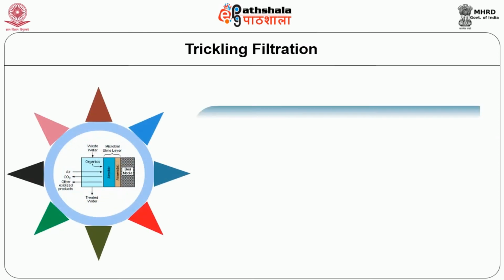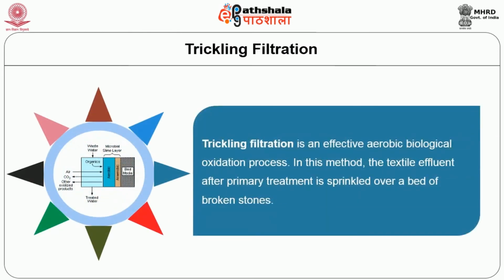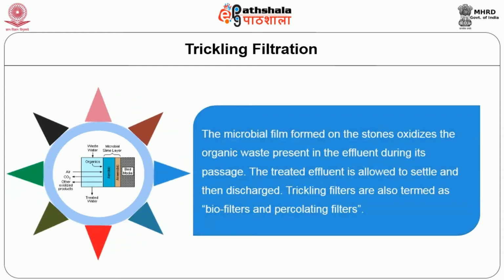Trickling filtration. Trickling filtration is an effective aerobic biological oxidation process. In this method, the textile effluent after primary treatment is sprinkled over a bed of broken stones. The microbial film formed on the stones oxidizes the organic waste present in the effluent during its passage. The treated effluent is allowed to settle and then discharged. Trickling filters are also termed as biofilters and percolating filters.